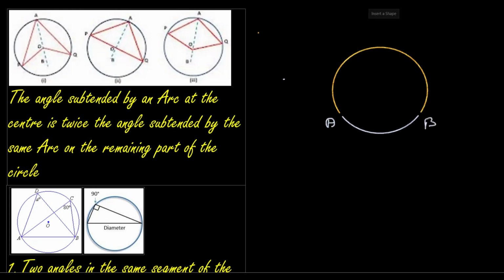Say it is subtending an angle at the center, the angle subtended by these two chords at the center. Let's mark this as AOB. So this is the angle subtended by this arc at the center. The angle subtended by an arc at the center is twice the angle subtended by the same arc on the remaining part of the circle.